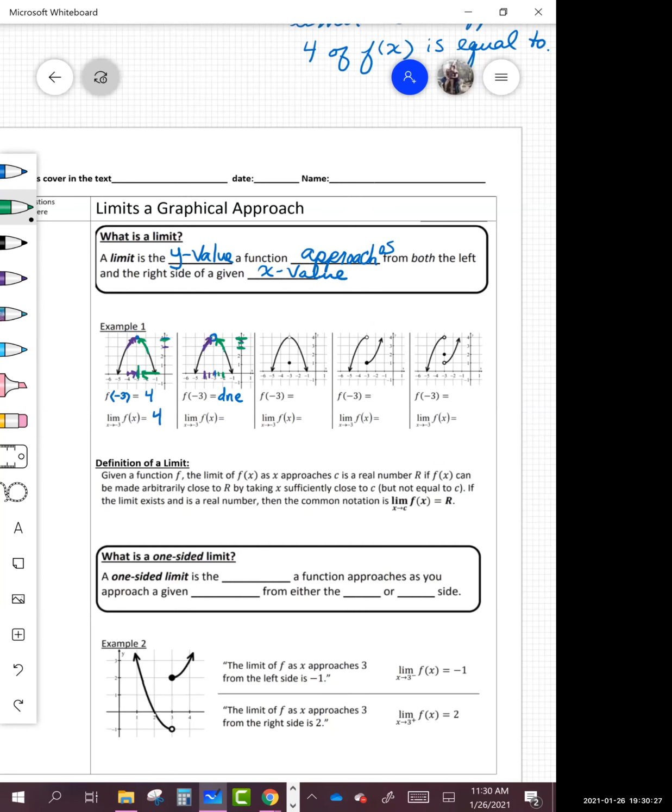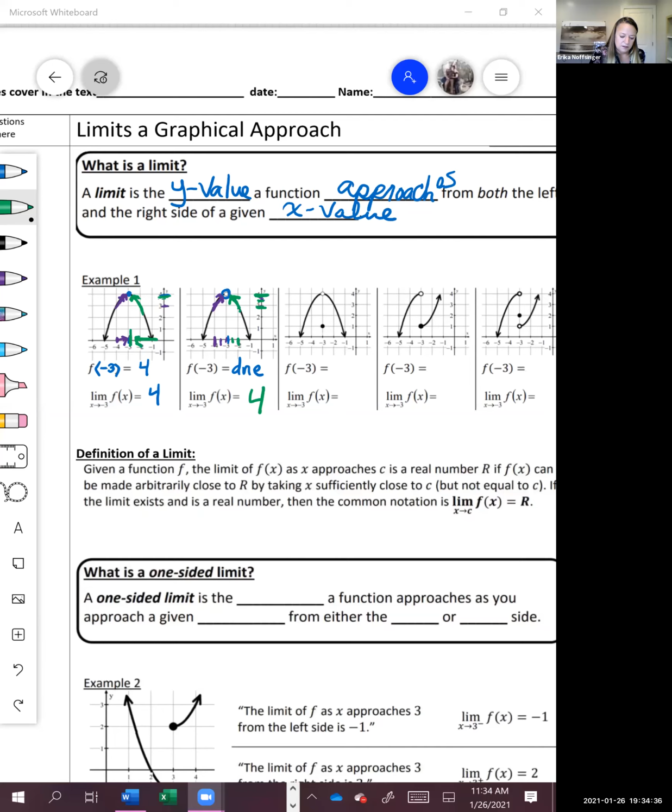Shoot, that's not what I wanted. Okay, so let's see, hopefully this works better and you guys can hear me better and not the clicking.